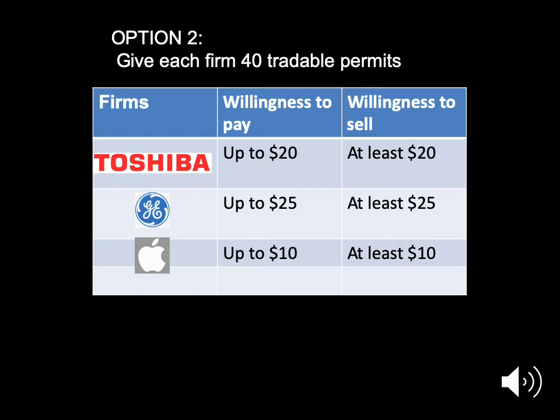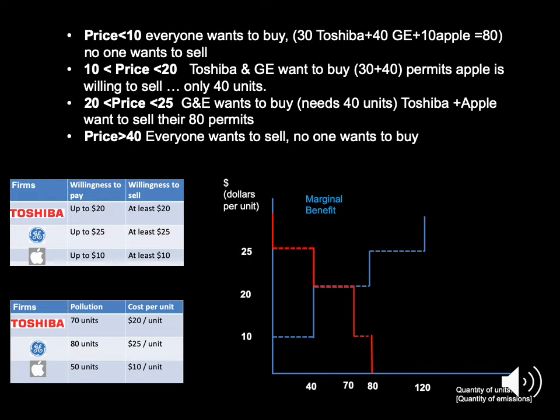So now I'm going to put these in a graph. In this graph, I also put the tables that we had before, so that you remember how much each firm is polluting, and how costly it is for each to reduce their pollution, and I'm going to go through each price. If the price is less than $10, everybody wants to buy a permit. So Toshiba, General Electric, and Apple, everybody. And no one wants to sell. It's too cheap to sell. So there will not be any transaction at a price of less than $10.